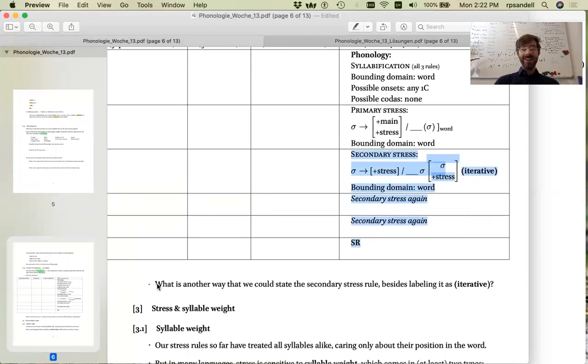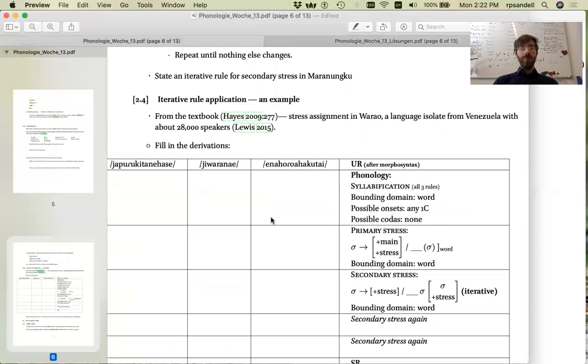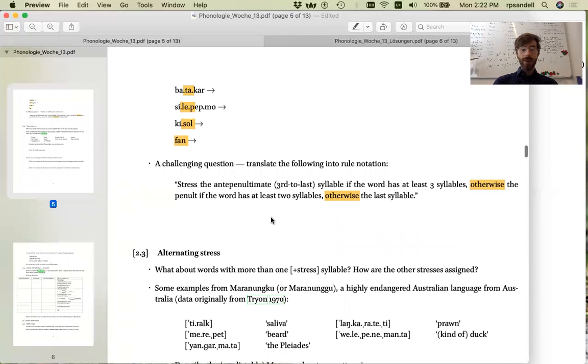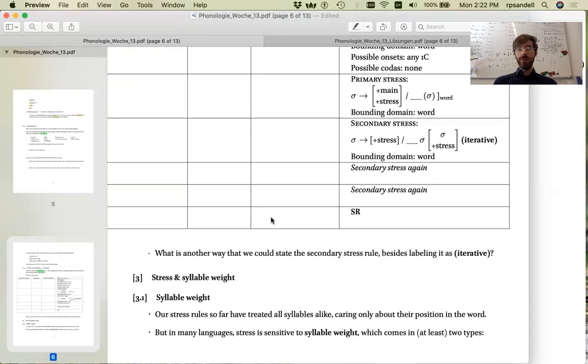All right, now we can finally turn to the topic of syllable weight. All of the examples that we've seen so far, from Polish, from invented languages, from Maranunku and Warao, have been stress rules that simply treat all syllables as identical. They only look at the position of the syllable in the word with respect to the left edge or right edge of the word. However, stress in many languages is sensitive to so-called syllable weight.